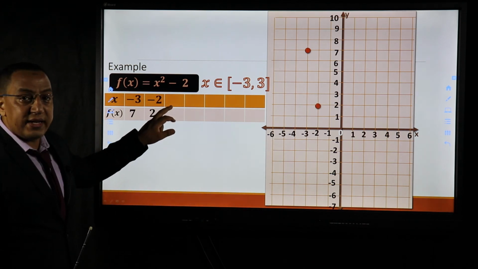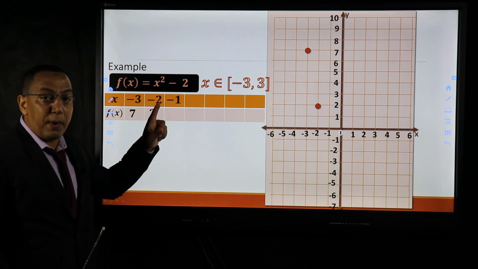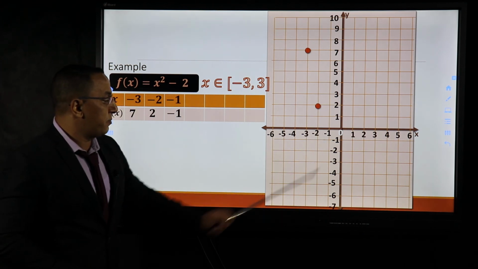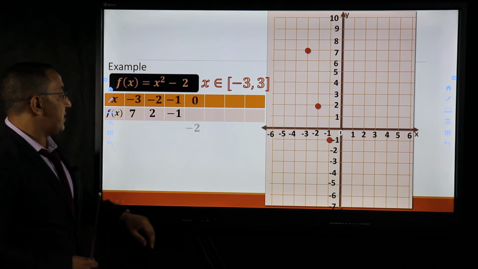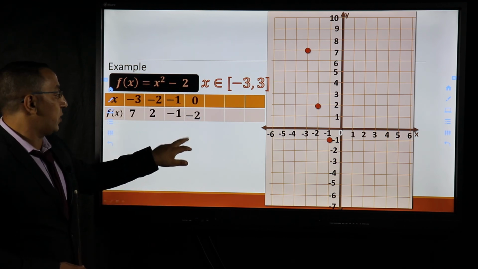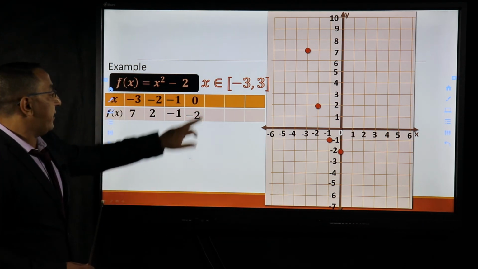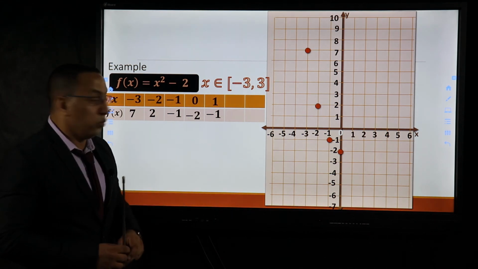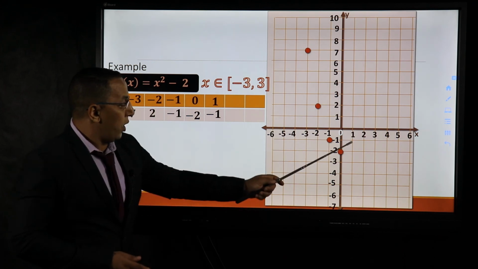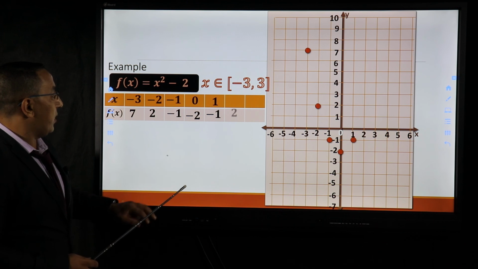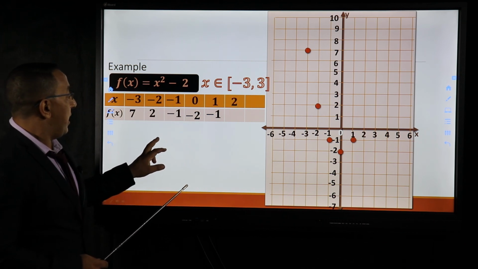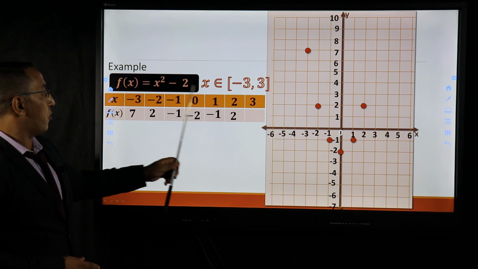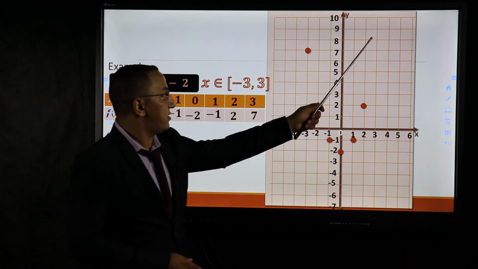If x equals -1, -1 power of 2 minus 2 equals -1, represented here in this position. Here x equals 0, 0 power of 2 minus 2 equals -2, represented here. And x equals 1, 1 power of 2 minus 2 equals -1, here in this position. X equals 2, 2 power of 2 minus 2 equals 2, here in this position. And finally 3 power of 2 minus 2 equals 7, here in this position as we see.